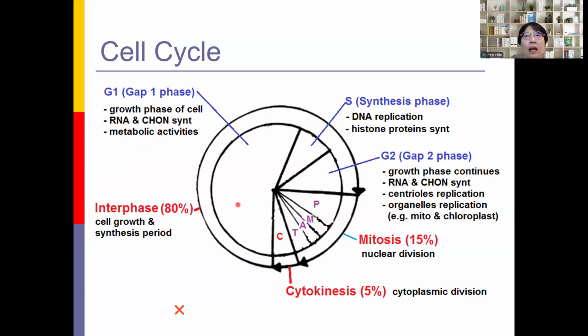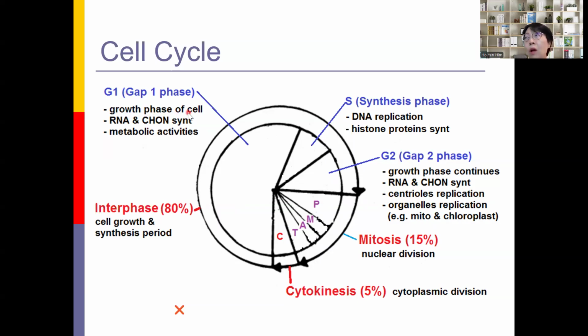So that the cell synthesizes a lot of enzymes, a lot of organelles, a lot of structures, and this is where the cell will grow in size, okay, by taking in water and by synthesizing a lot of chemicals that the cell needs, including enzymes, including membrane, including organelles, DNA, and so on. Okay, so during G1 phase, it's a growth phase.